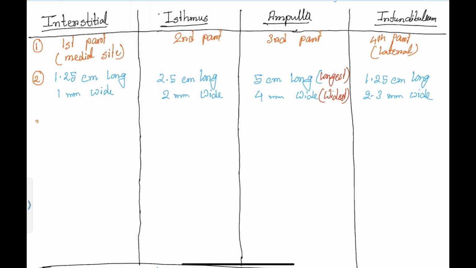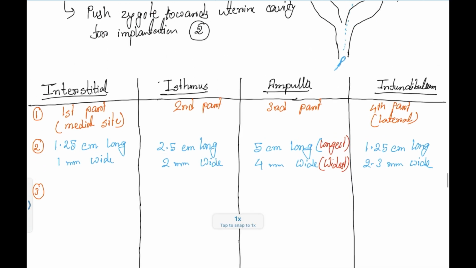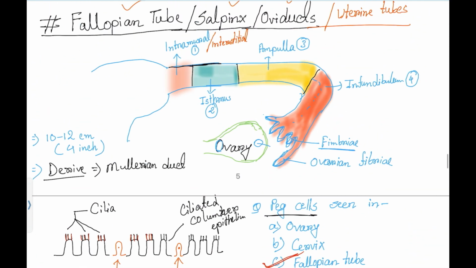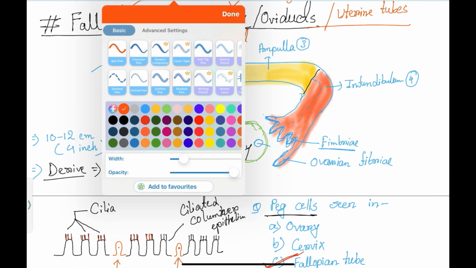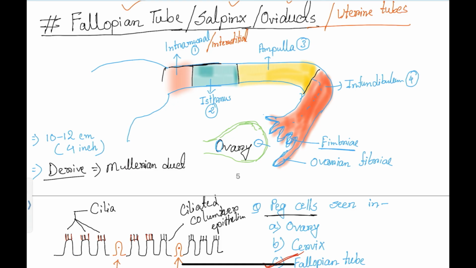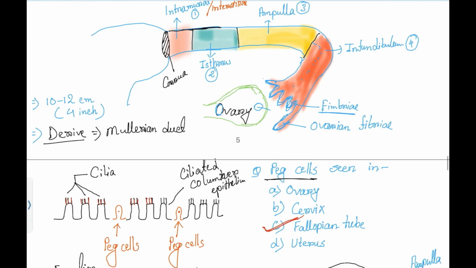Now coming to your third characteristic of interstitium. See here in this region, one important part is there, that is your cornua. This is your cornua, where it forms an angle with the uterine cavity. So this is called the uterine angle.